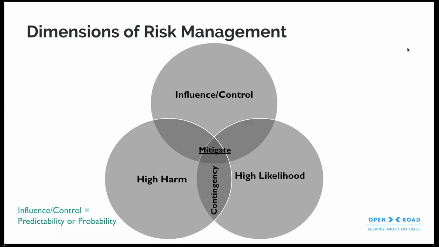So here's a frame of some of these different dimensions and how we could look at it, what we're looking at, what we can do about it. Mitigate is the idea of steps that you can take in order to reduce the likelihood or reduce the harm of something. Contingency planning is something that we reserve for items that have a high potential of harm and a high potential of likelihood, but are outside of our control to mitigate. So we want a contingency plan for that.